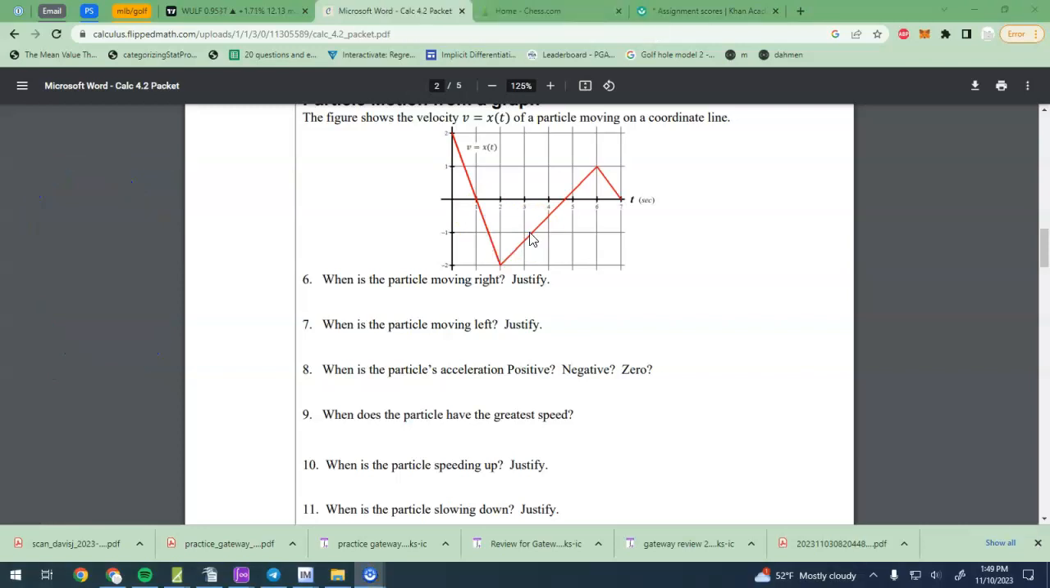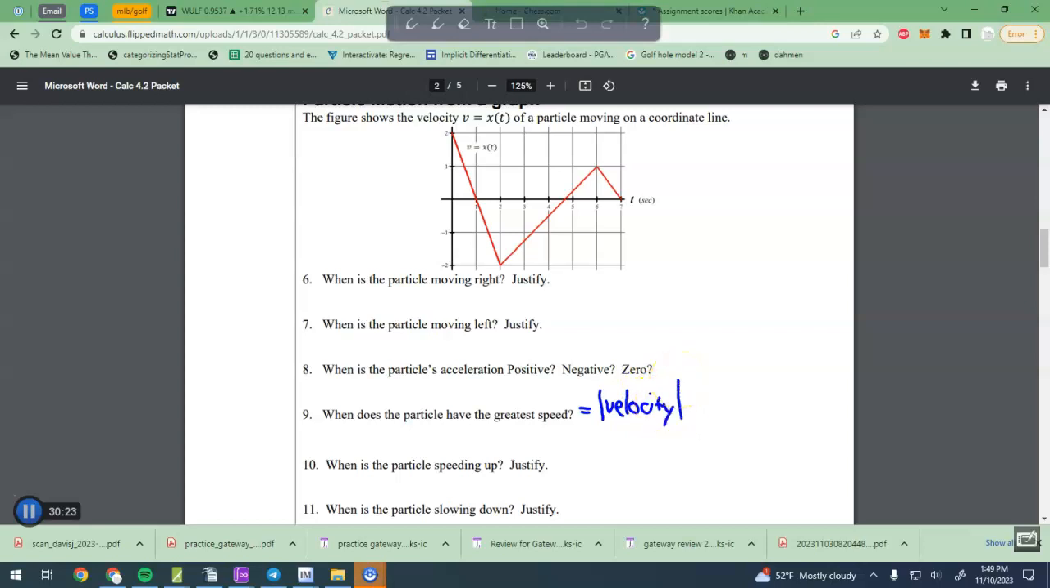Alright? Where's the particle speeding up? Speeding up means I want the velocity and acceleration to have the same sign. Where does the particle have the greatest speed? Sorry. Speed is the absolute value of velocity. Do you mean x equals 0 on the first one? Is that what you're saying? Yes, x equals 0 to x equals 2, the first line. So it's a point. We're looking for a specific point. There's two.